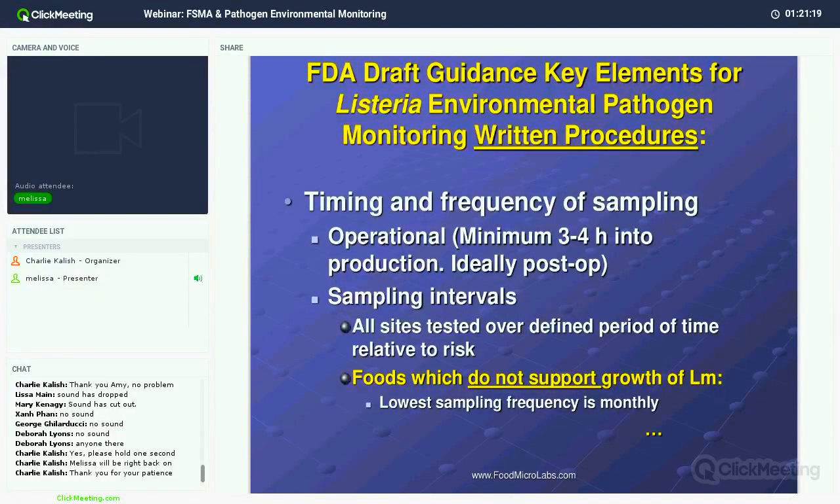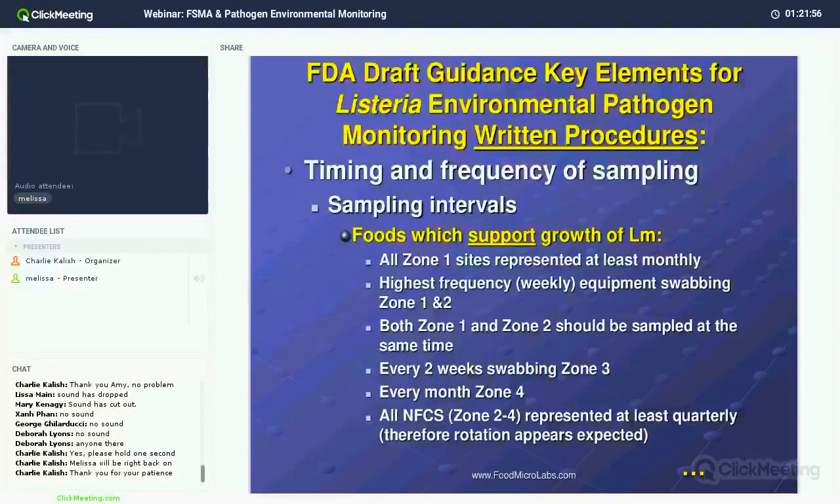So what they said was that for foods that do not support the growth of LM, the lowest sampling frequency is monthly. So if you think back to the very smallest firms that Charlie was talking about, where FDA said the very smallest firm ever would do a minimum of 5 food contact surface and 5 non-food contact surface each time they sample. And so if your food doesn't support the growth of LM, if you're a dry product or a high acid product or whatever, your lowest minimum sampling frequency is going to be monthly.